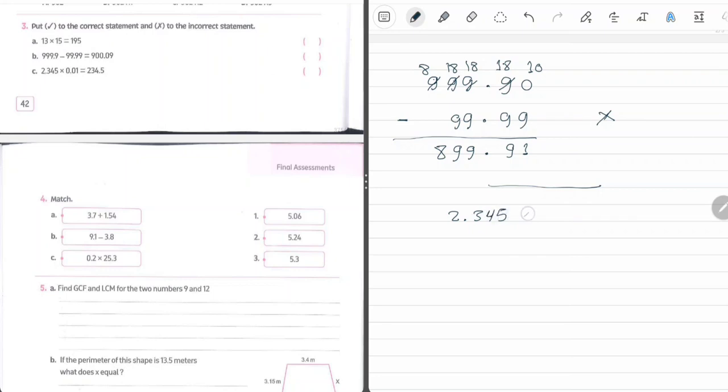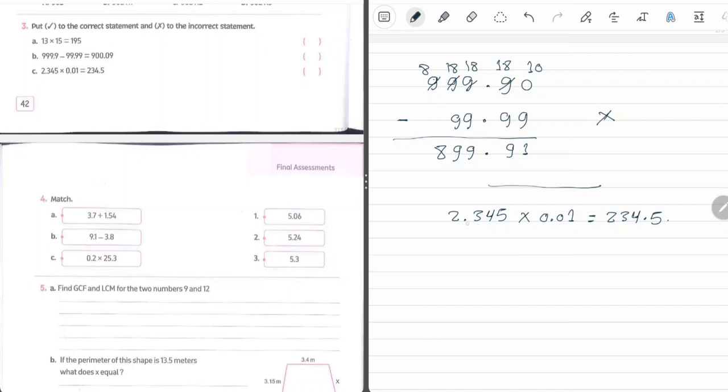345,000 multiplied by 100 equals 234.5. Check. As I told you before, you'll consider both of these two given numbers as whole numbers and multiply, and then we will check where to place the decimal point.